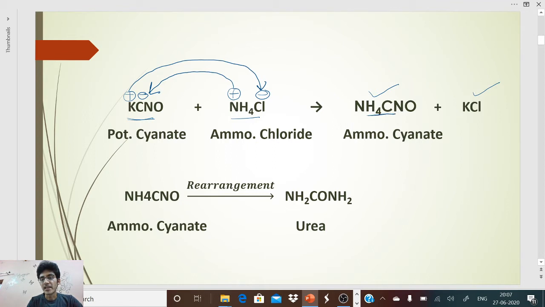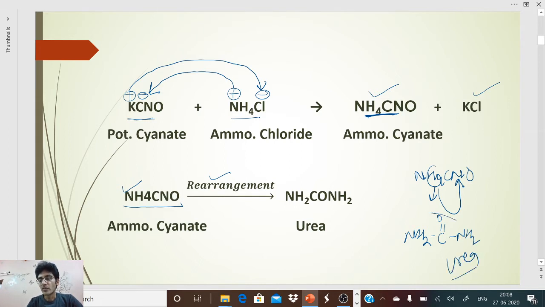This is ammonium cyanide. Okay. In ammonium cyanide, a rearrangement process occurs. After the rearrangement, urea is formed. This is the NH4CNO. NH4CNO means ammonium cyanide. Now we can say here that two hydrogen atoms from here will be transferred to this nitrogen atom. Then a new compound is formed, that is NH2 C double bond O NH2. This is the urea. Okay, the urea is formed by this type of chemical reaction.